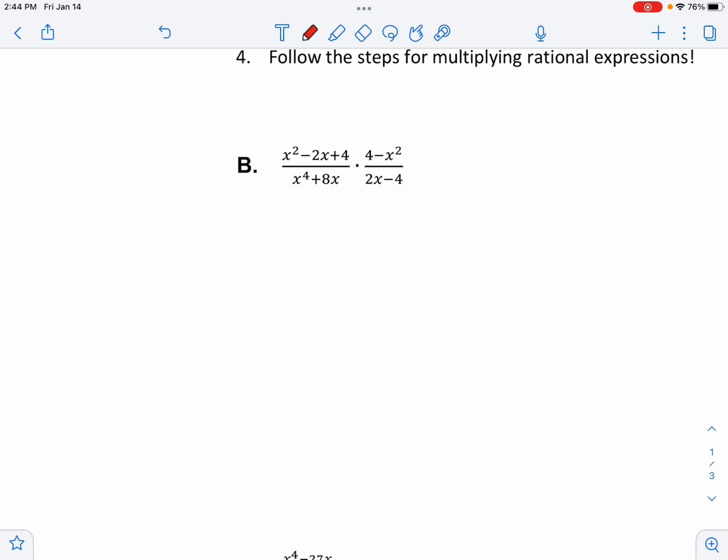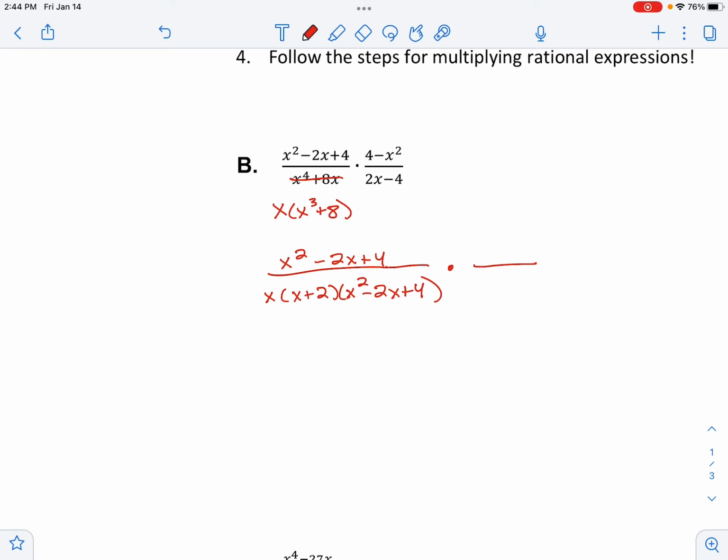So x squared minus 2x plus 4. I can't think of two numbers that multiply to 4 and add to give me negative 2, so that's not factorable. On the bottom, I notice I can take out an x, and I'm left with x cubed plus 8. Then I can factor that further. I'll rewrite my first numerator, which cannot be factored. Then I'm going to factor x cubed plus 8 into x plus 2 times x squared minus 2x plus 4. That's using the sum of cubes factoring pattern.